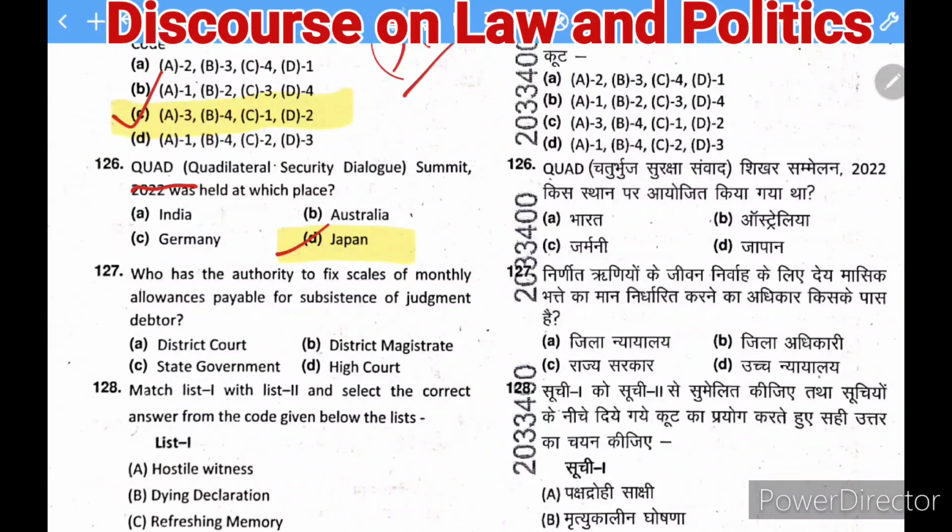Now the next question is: who has authority to fix scales of monthly allowance payable to substance of judgment debtors? So who has this authority? And the answer of this question is the state government.